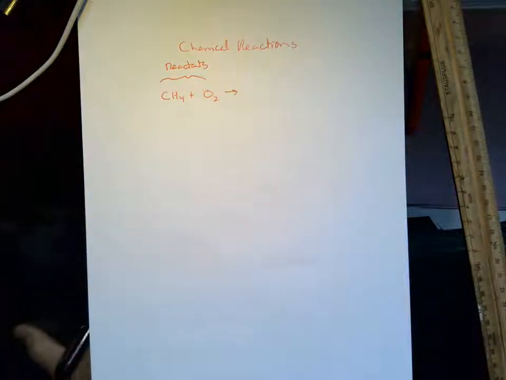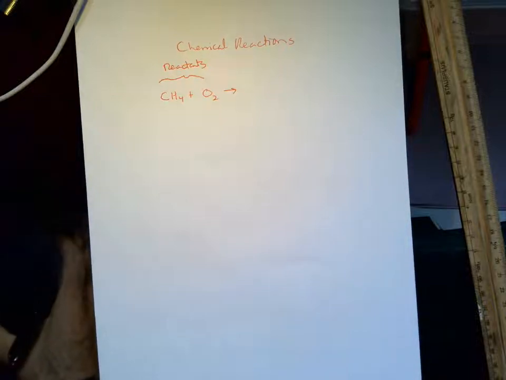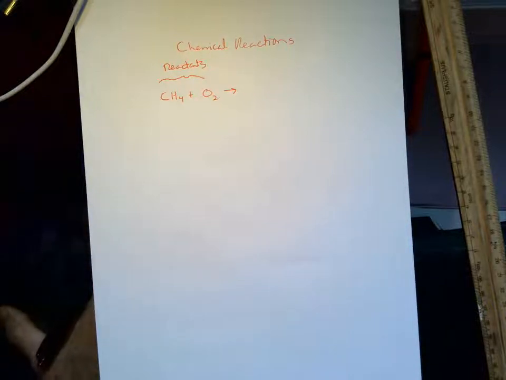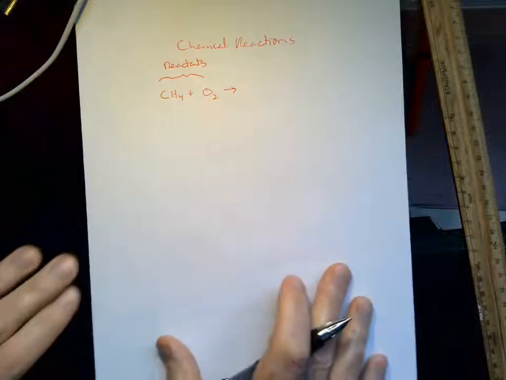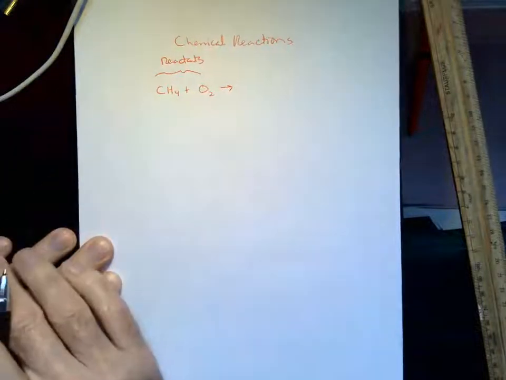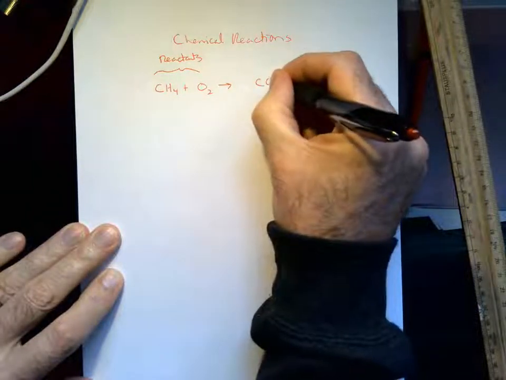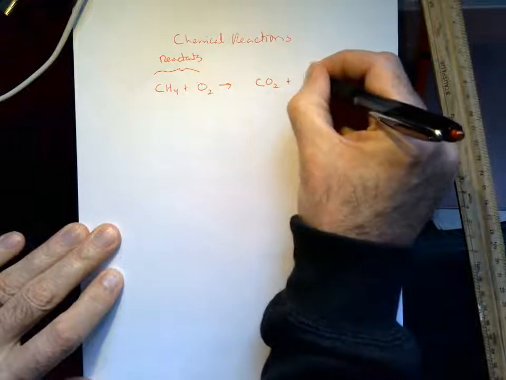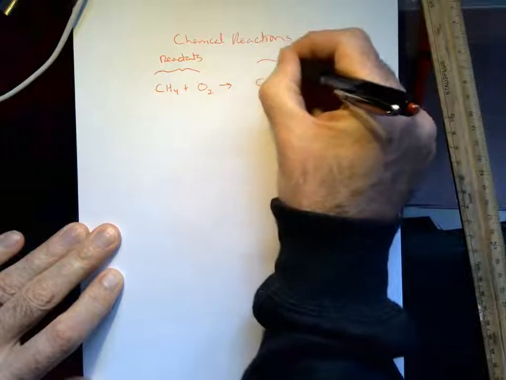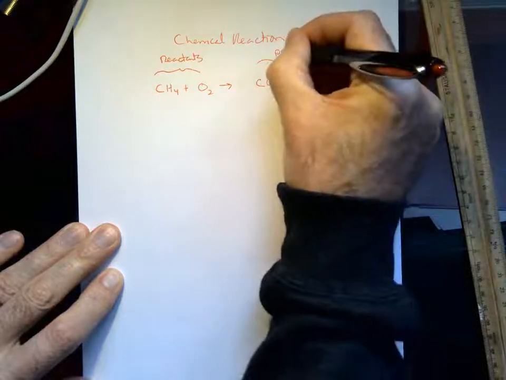Now, a lot of people think when we blow things up that we're wrecking them or ruining or destroying them, but we're not really. What we're doing is rearranging them. So the CH4 and the O2 rearrange to make two new things. These are called the products.